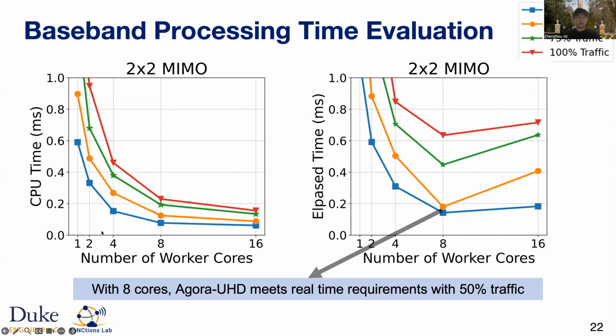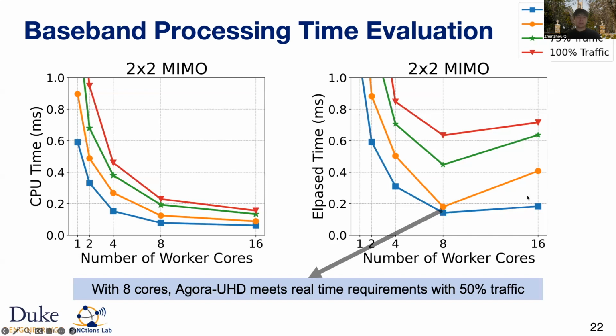From the left-hand side, you can see that as the number of worker cores increases, the CPU time decreases, which is expected since we have more worker cores to work on the same task. However, on the right-hand side, we can see that things diverge when we increase from 8 cores to 16 cores. The elapsed time actually increases.